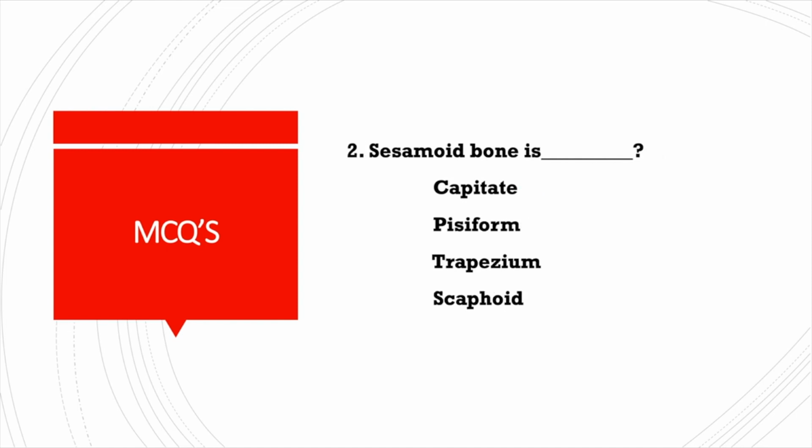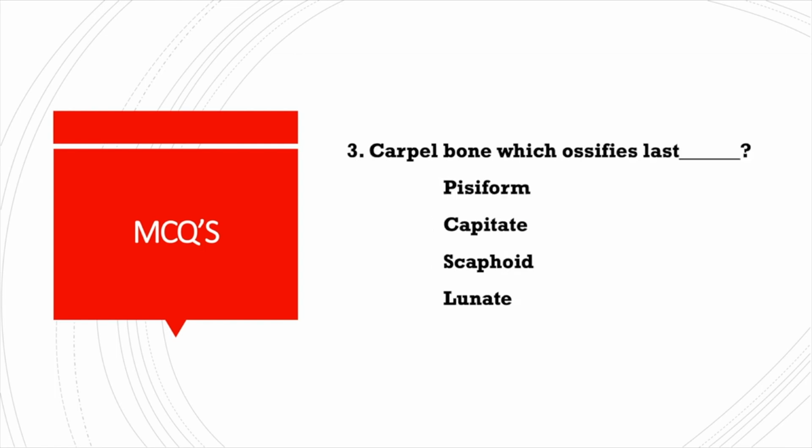Sesamoid bone is capitate, pisiform, trapezium, scaphoid. Answer: pisiform. Carpal bone which ossifies last: pisiform, capitate, scaphoid, lunate. Answer: pisiform.